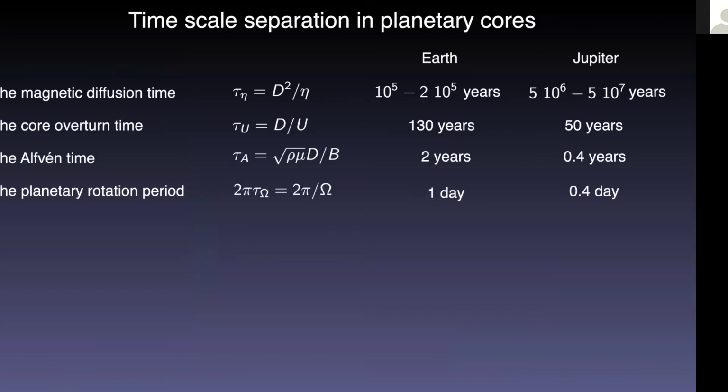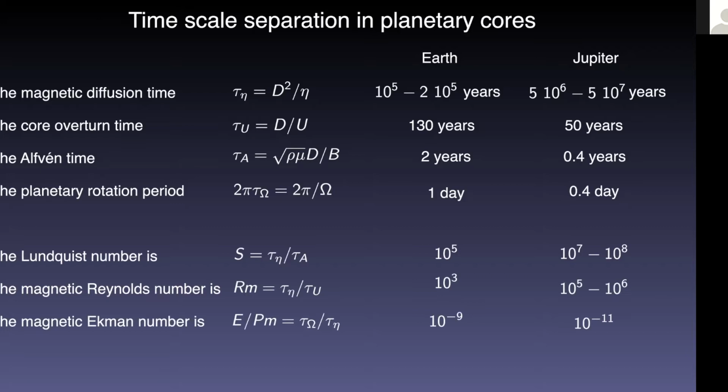The important point to grasp is that there is an important timescale separation in planetary cores. Here I've taken two examples, the Earth and Jupiter, and I introduce you to four important timescales: the magnetic diffusion time, core overturn time, Alfvén time, and planetary rotation period. These are all representative of key phenomena occurring in those cores, and they are very much separated from each other.